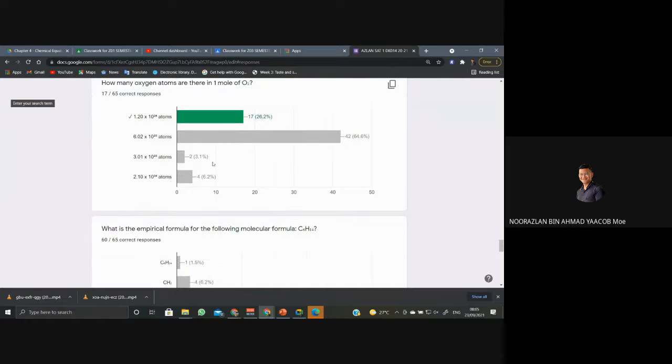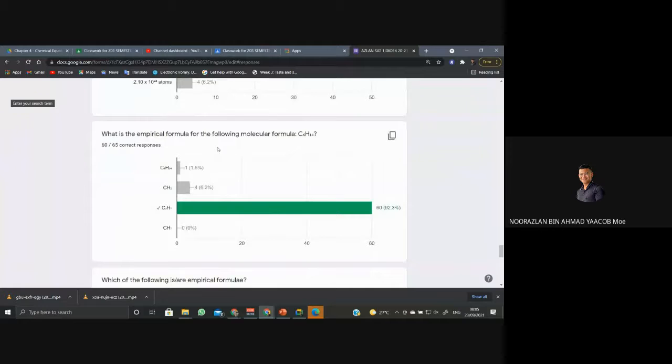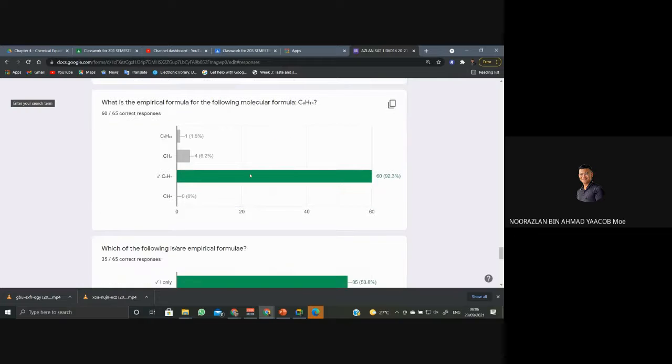And then this one, what is the empirical formula? Kalau saya laju kan, nak slow me down, just bagi tahu je, cakap je. Mute yourself dan bagi tahu saja. This one tak ada masalah.